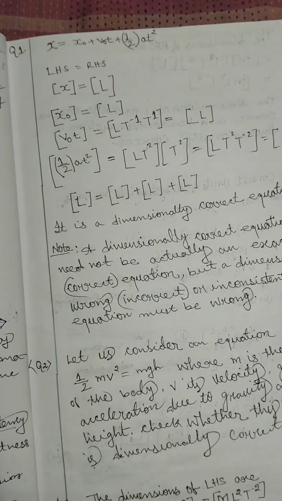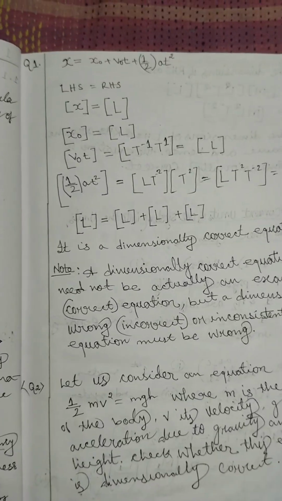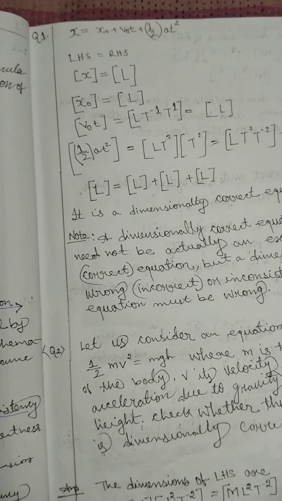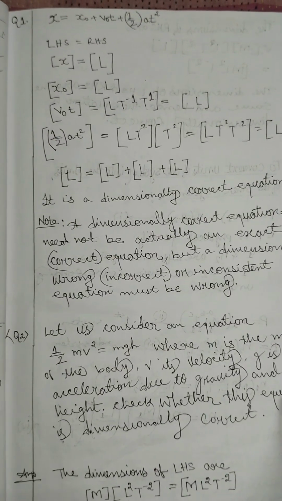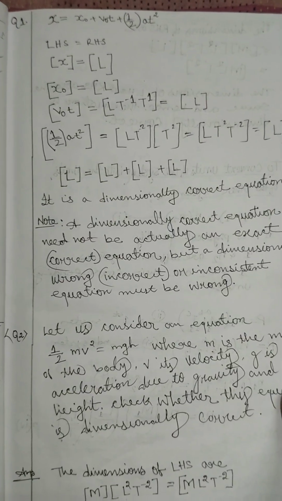So let us consider an equation: x equals x naught plus v naught t plus half a t squared. Students, LHS is x and LHS equals RHS. Here x is a position vector. So the dimension of x is capital L. Similarly on the RHS, x naught is also L, and v naught t: v naught is the initial velocity, L T^-1, and t is T^1, which gives L.